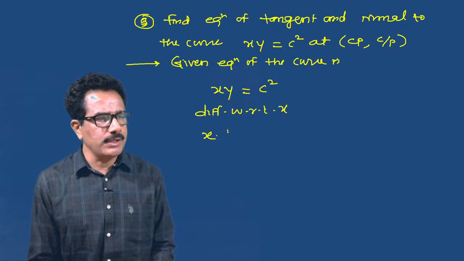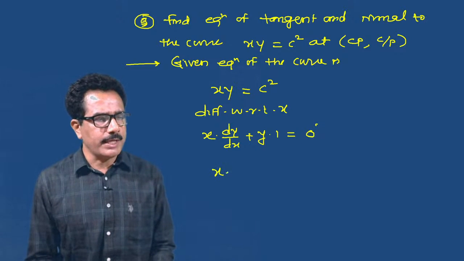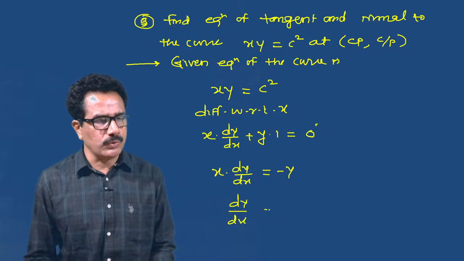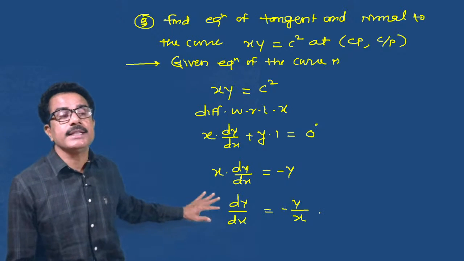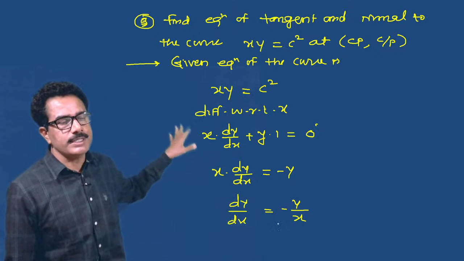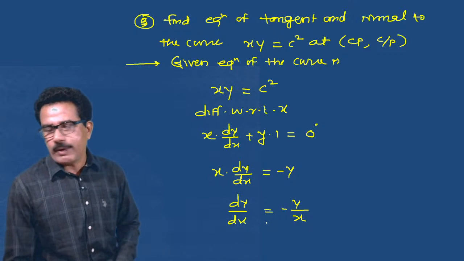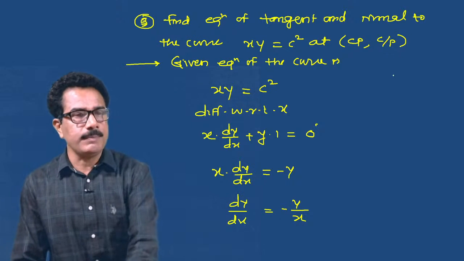First as it is x into derivative of second, dy by dx, plus second as it is y into derivative of first, which is equal to the derivative of c square, which is 0. So x into dy by dx is equal to minus y, so dy by dx equals minus y by x. Actually, this is the slope of a tangent in variable form. At the variable point, the slope of a tangent to the given curve is dy by dx equals minus y by x. Now what you have to do is find the slope at this particular point, cp and c divided by p.